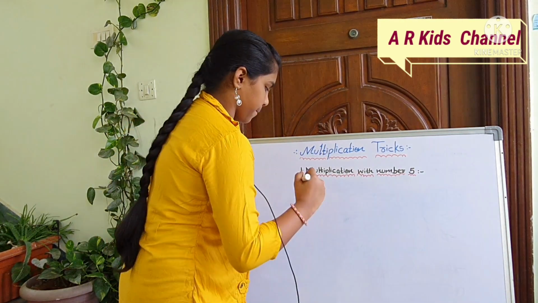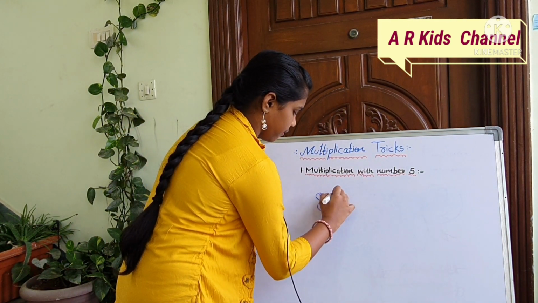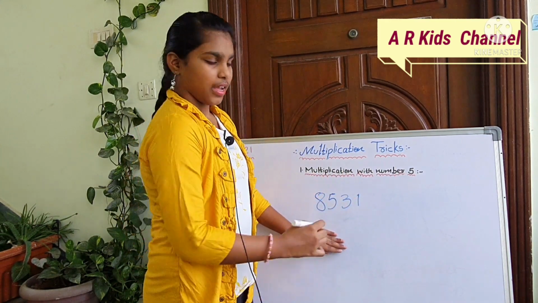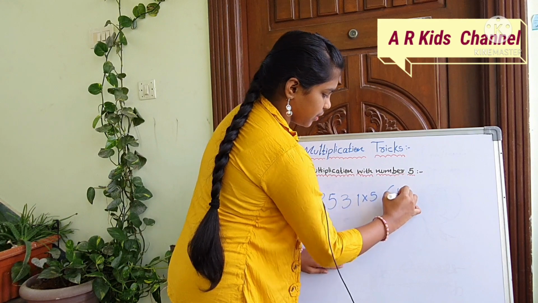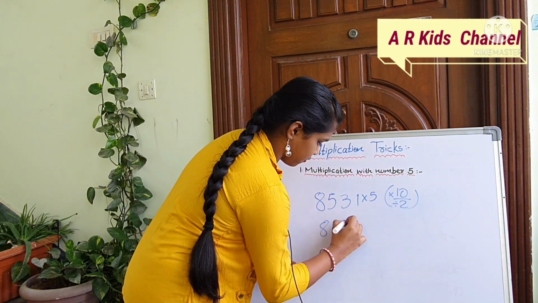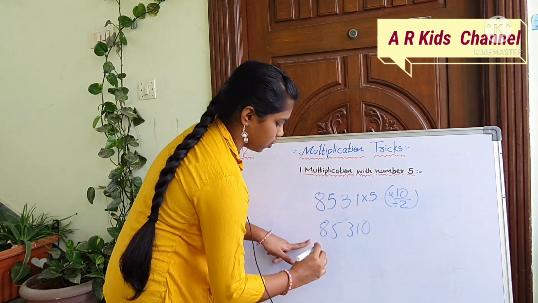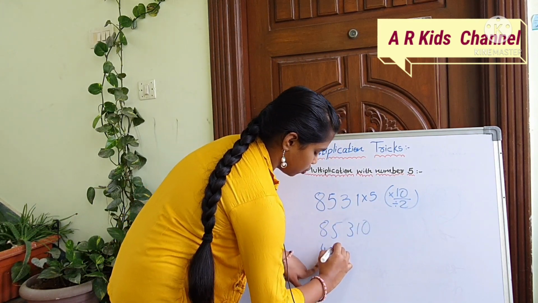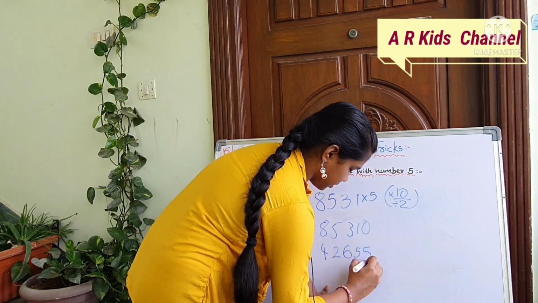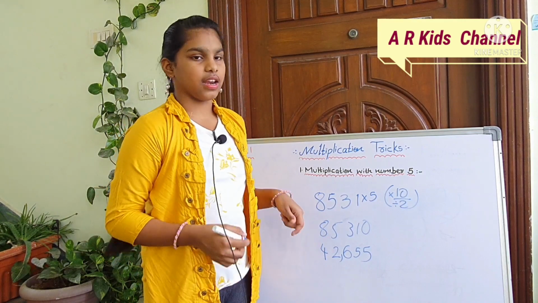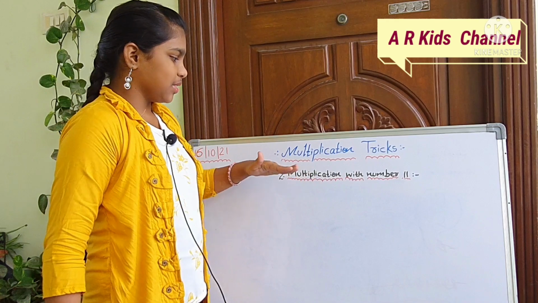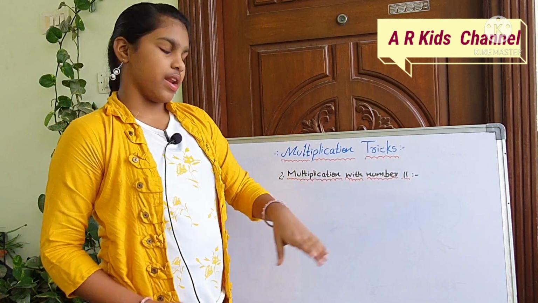Let us see another example. 8531 into 5. First we will multiply with 10 and then divide it by 2. 85310 divided by 2. 2 fours 8, 2 twos 4, 2 sixes 12, 2 fives 10, 2 fives 10, and the answer is 42,655. Now let us move to the second multiplication trick, which is multiplication with number 11.